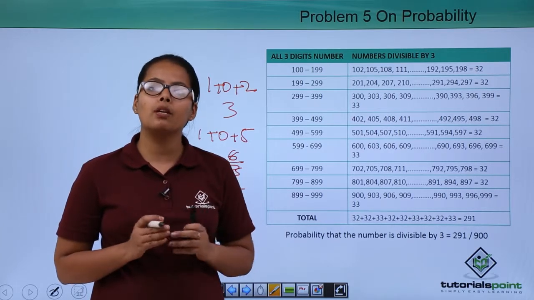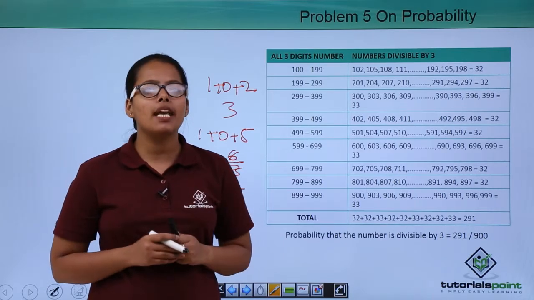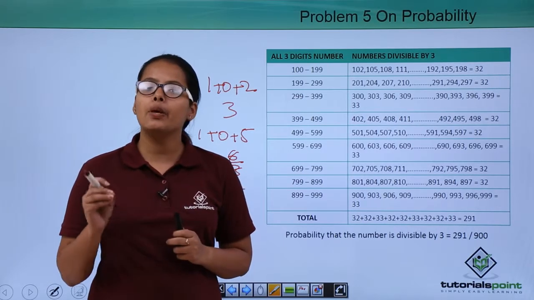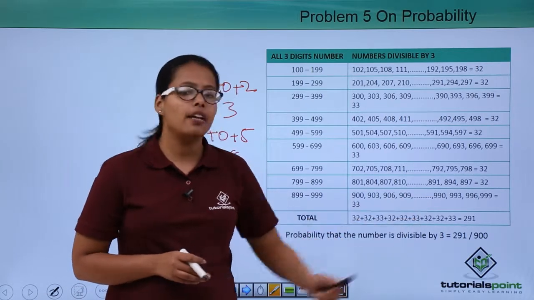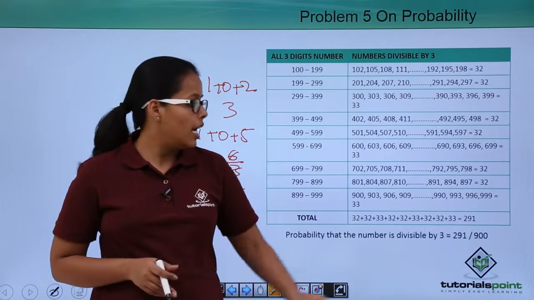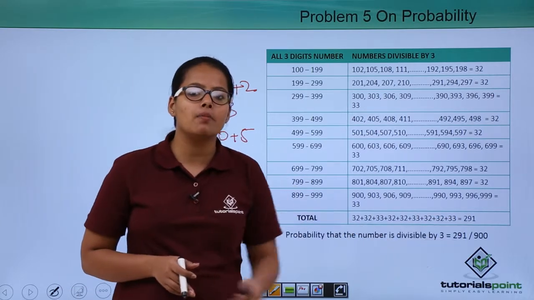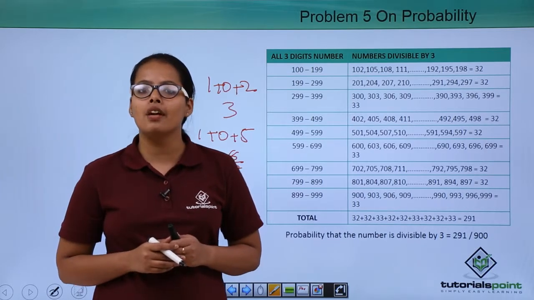Now, as you need to find out how many numbers are divisible by 3, you'll calculate the probability for this. And how are you going to calculate the probability? Probability is the number of ways an event can occur divided by the total number of ways. In the interval of 100 to 999, how many times did that event occur? It occurred 291 times. And how many total ways are there? There are a total of 900 numbers.